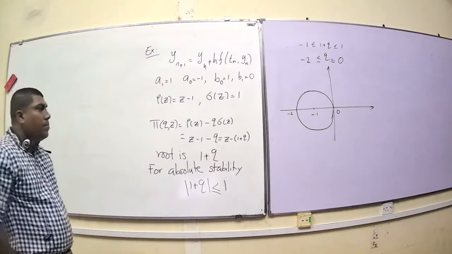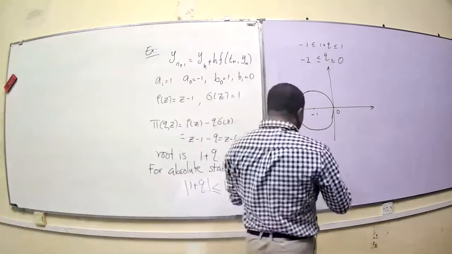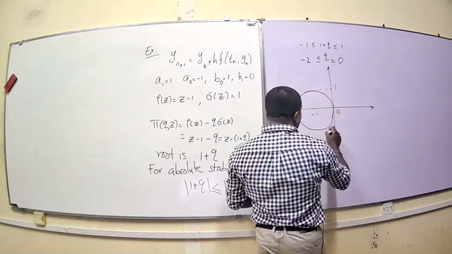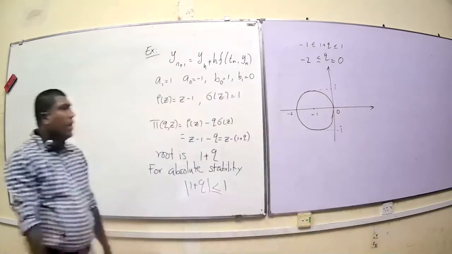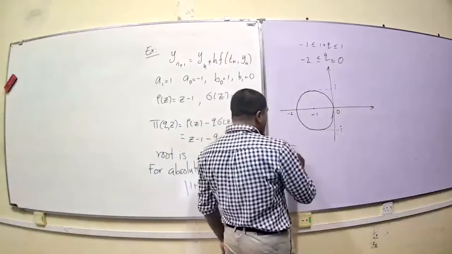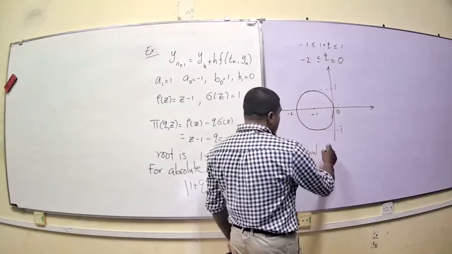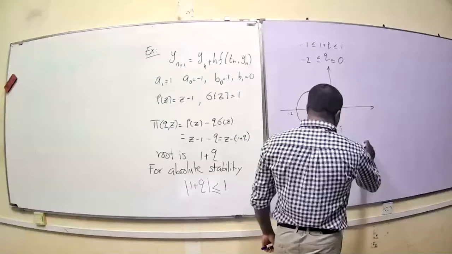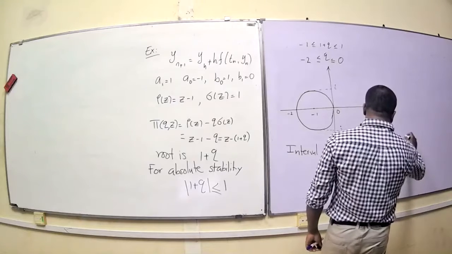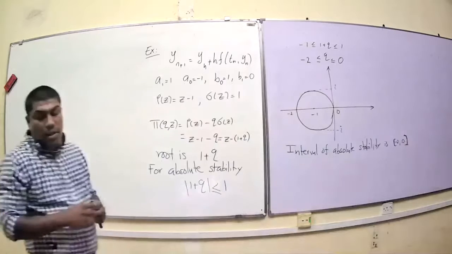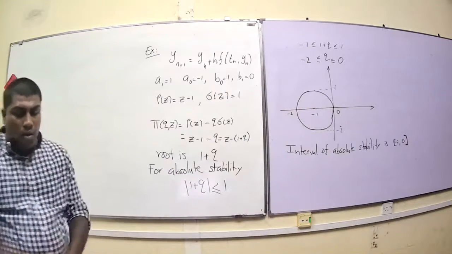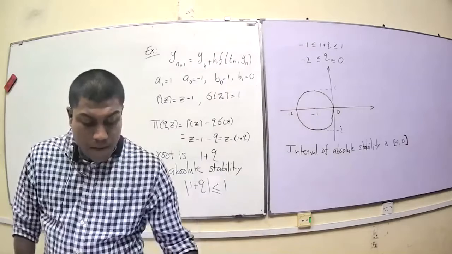Right? So in the complex plane, this will go from minus i to plus i, right? So that's known to you. And then by looking at the picture, clearly you can see that the interval of absolute stability is the closed interval from minus 2 to 0. Right, so this is how you find the region of absolute stability.